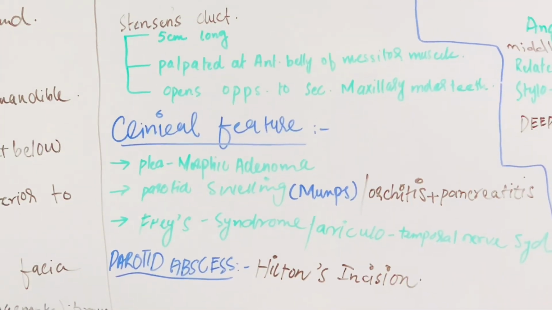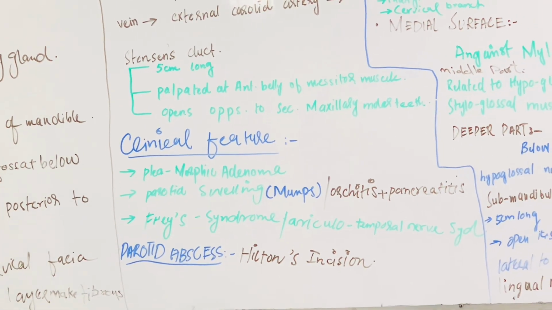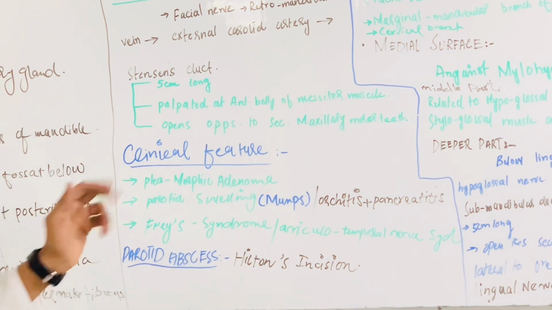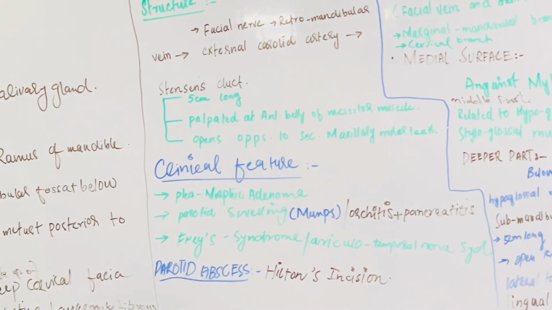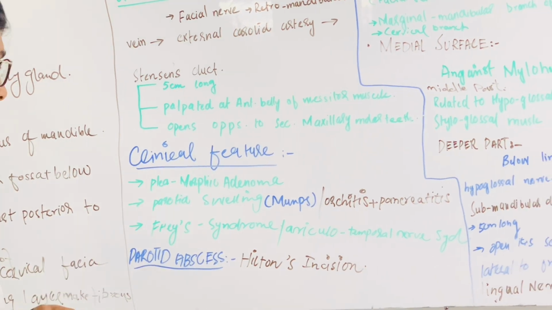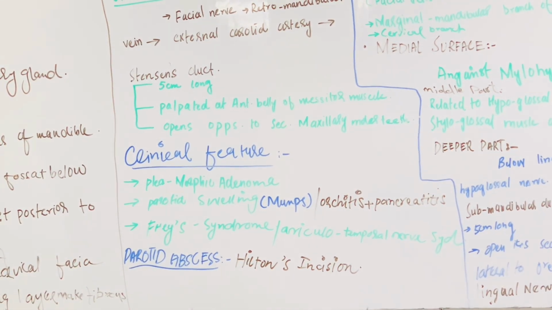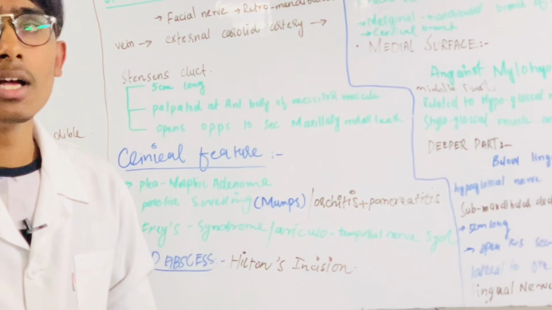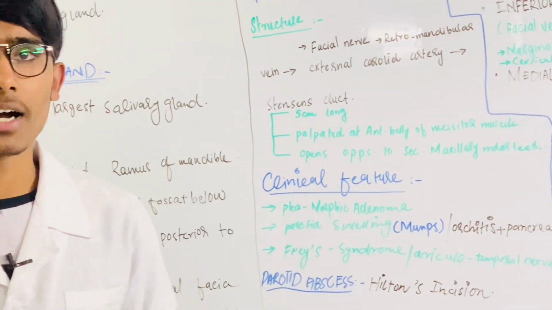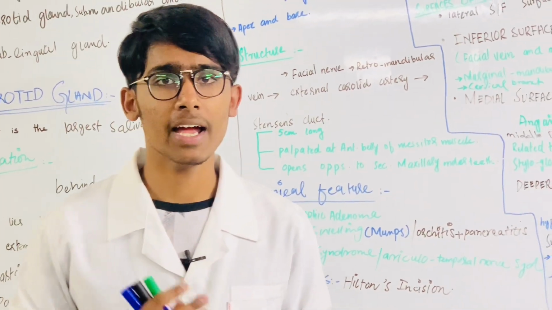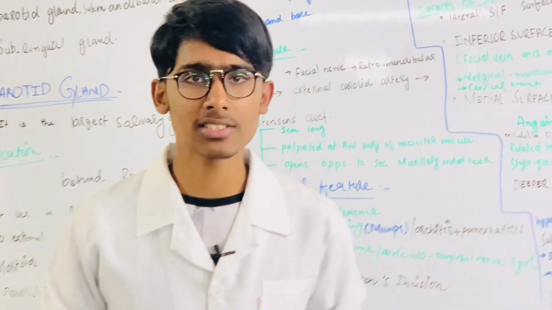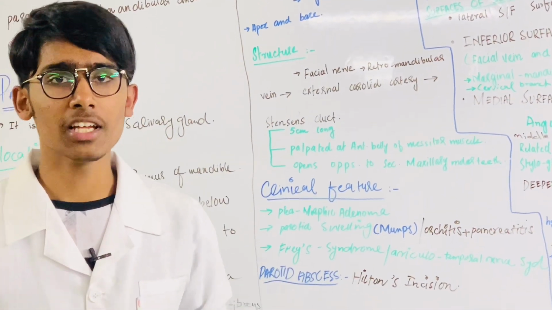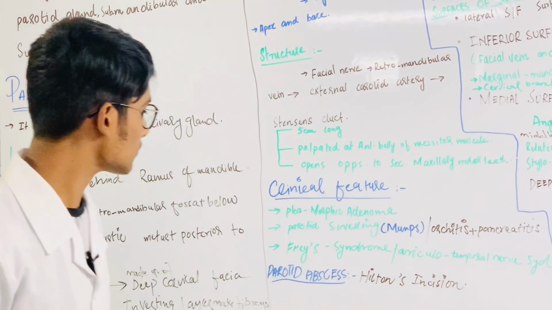The clinical features regarding the parotid gland: the most common tumor in the parotid gland is pleomorphic adenoma. The second is parotid swelling, also called mumps. There are two complications regarding mumps. These are orchitis and pancreatitis. Orchitis is inflammation of the testes and pancreatitis is inflammation of the pancreas.